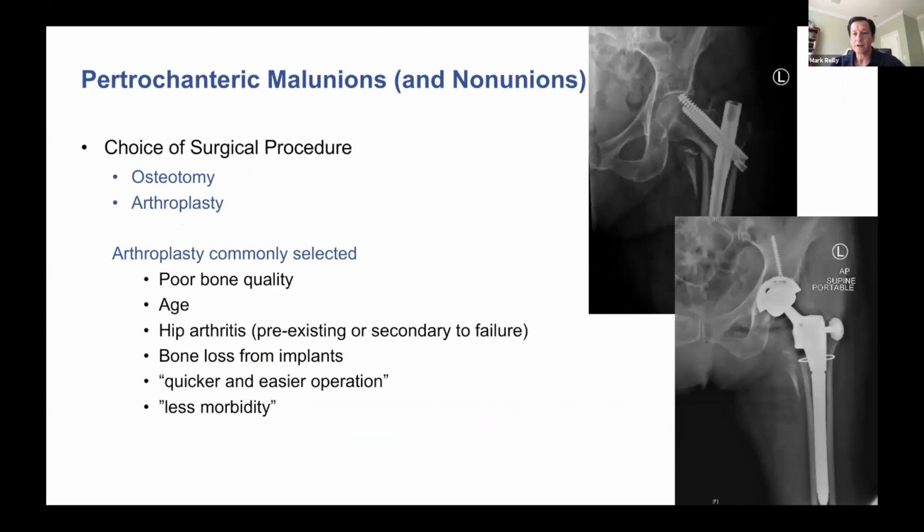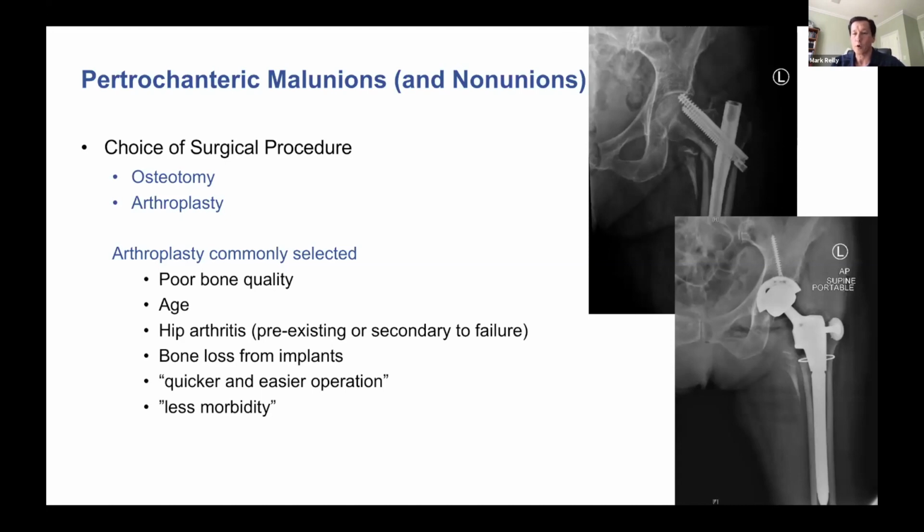So why is this so uncommon? Well, it's so uncommon because it typically happens more to elderly patients, as we said, with poor bone quality or pre-existing hip arthritis or hip arthritis secondary to cutout of an implant or failure of the implant. There's significant bone loss in the soft bone from the previous implants. And so surgeons will oftentimes suggest or select arthroplasty. And I think it's not unreasonable for sure in this patient population.